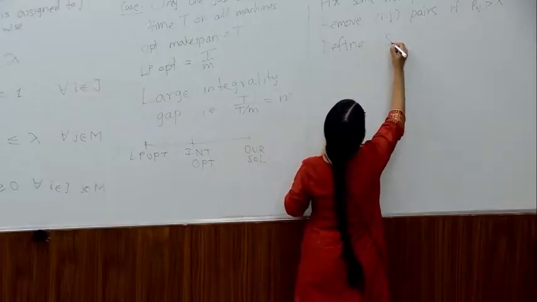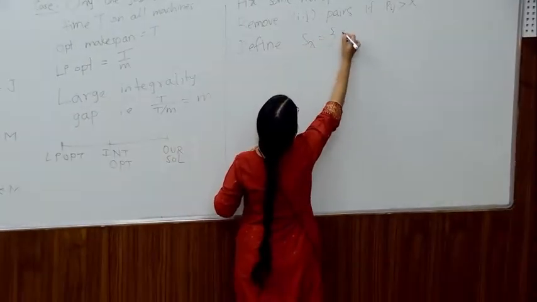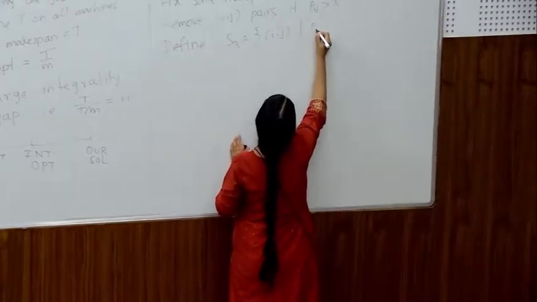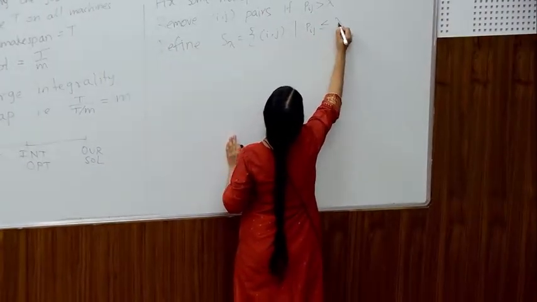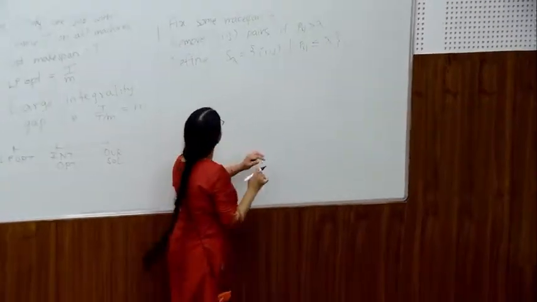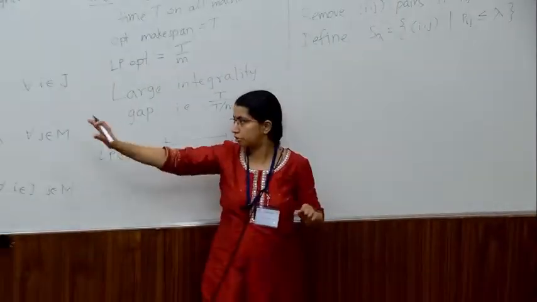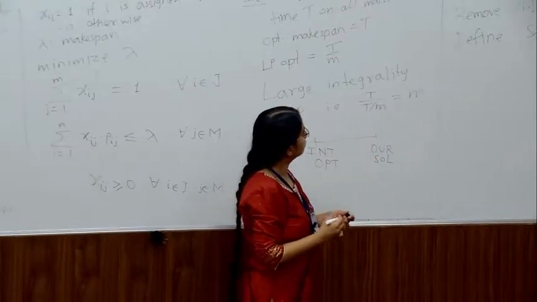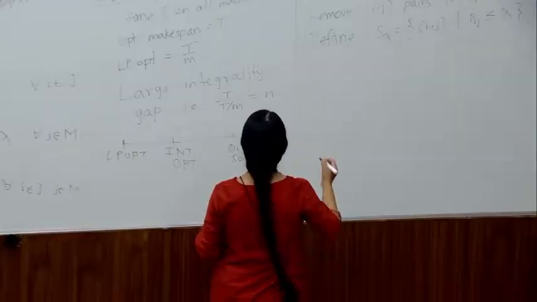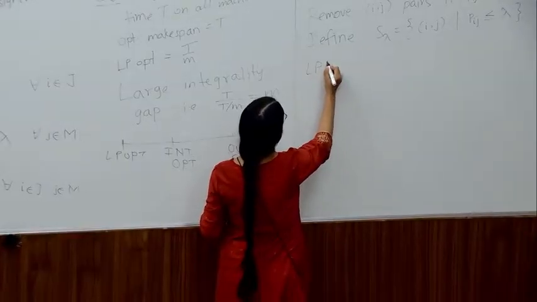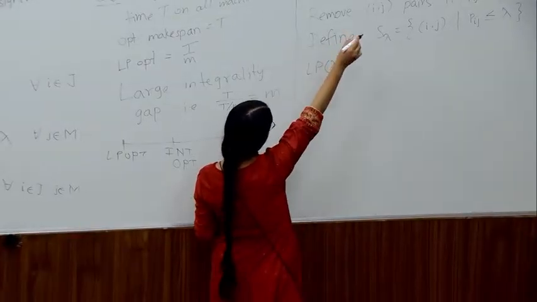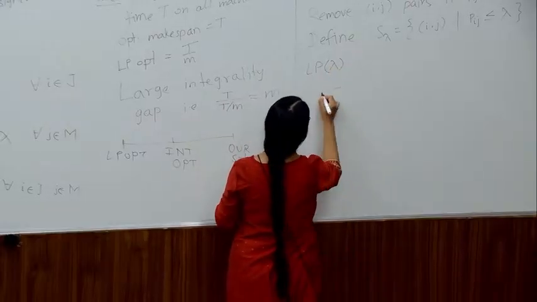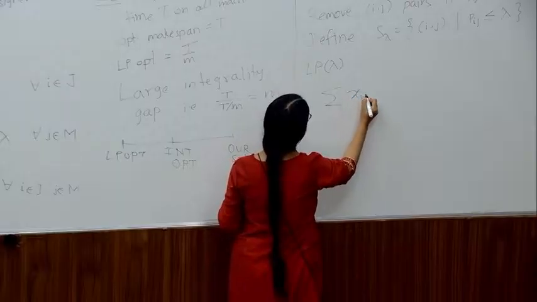So define S lambda to be the set of ij pairs such that Pij is less than or equal to lambda. So we will have variables corresponding to only these pairs, not all ij pairs like we had here. And now we will have the same constraints. The new LP will become, now this LP depends on the fixing of lambda, so I will write it as a function of lambda. This LP has the same constraints again.